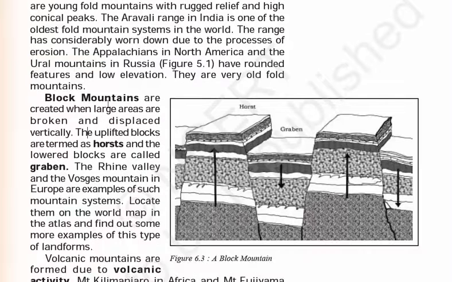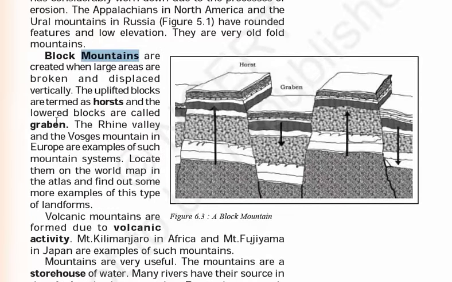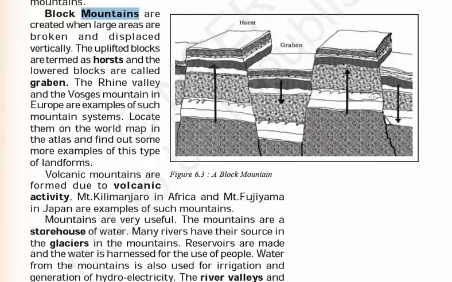Now let's read about block mountains. They are created when large areas are broken and displaced vertically. If you look at the picture, you can see how some of the land masses are going down and some are going up. This is how they form a block sort of structure. Here you can see one, two and three blocks. Most such examples you'll get to see in Europe. There the mountain systems are in such a fashion, and therefore you'll see a lot of block mountains in Europe.